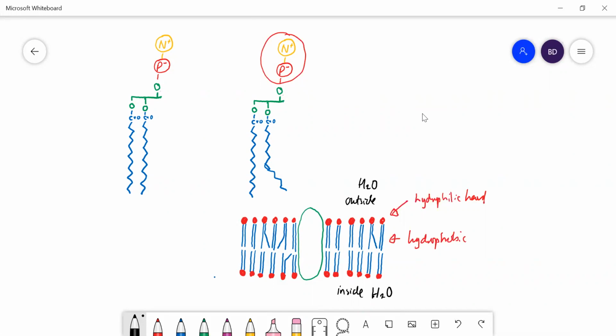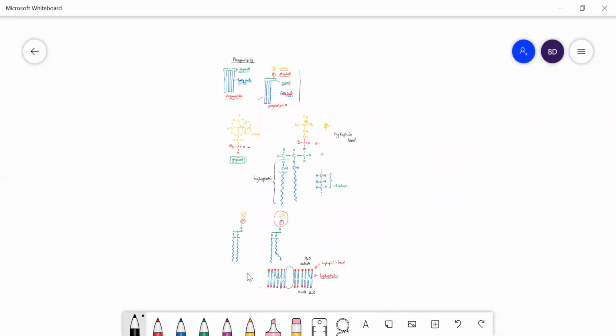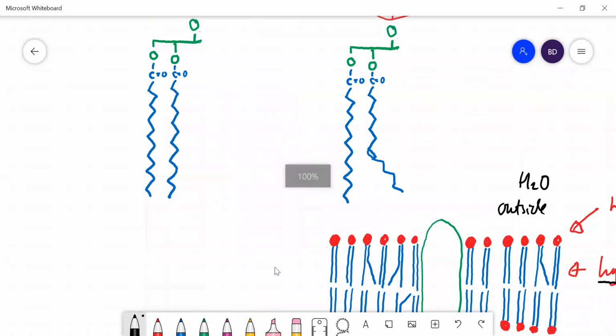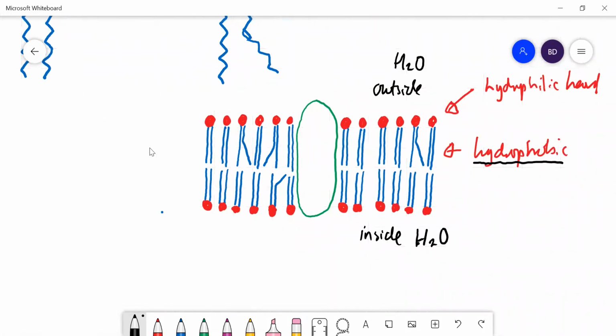So you can see the hydrophilic heads. What they do is they try and get close to the water, so they'll stick outwards. Whereas these hydrophobic tails, they hate the water. They want to get away from the water. They like each other. They form strong interactions with each other. So they point inwards. Okay, so this is called the phospholipid bilayer.